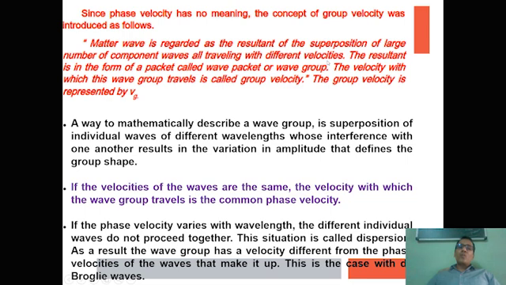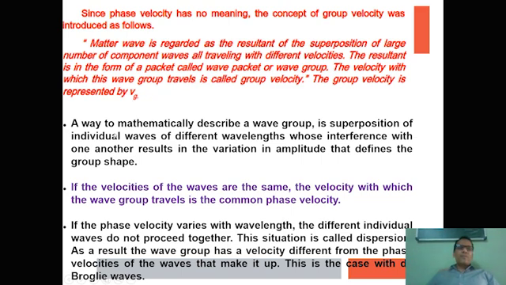So we will now talk about a group of particles moving with different velocities, where each particle has its associated wave, and the matter wave is the superposition of all the waves associated with those particles. That resultant is in the form of a packet, which is known as the wave packet or wave group. The wave packet is the packet of waves resulting from the superimposition of these waves. The velocity of this wave group or wave packet is known as the group velocity, and it is represented by v_g.